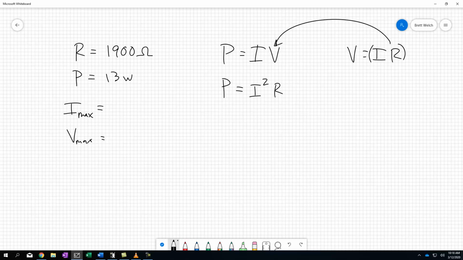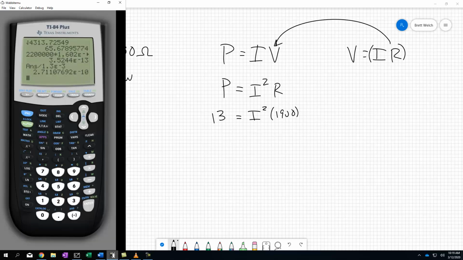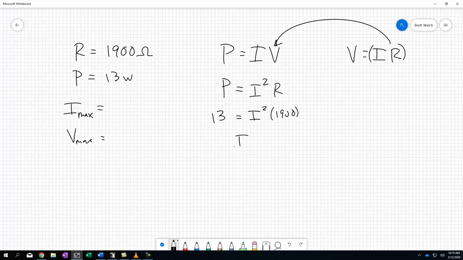which means I can now find the maximum current I can supply before I burn it out by taking 13 equals I squared times 1900. I'm going to divide that off. 13 divided by 1900, but that also has to be square rooted, which gives me 0.083. So my current max would be 0.083 amps, or 83 milliamps. Again, milliamps are a really common measurement for current.